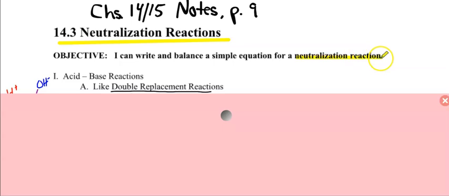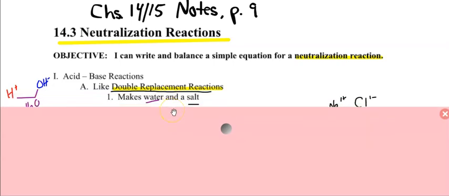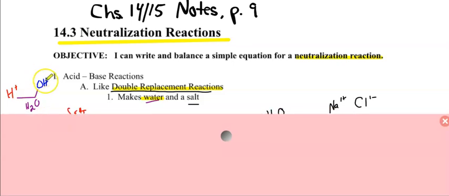So when an acid mixes with a base, it's going to neutralize. It's like a type of double replacement reaction. So the products will always be water. So the acid, the H+, is going to combine with the hydroxide, OH-, and create water and salt. Now, let's talk about what a salt is.